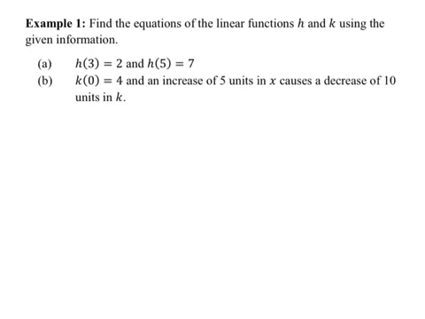First, we want to find equations of linear functions h and k using the given information. So in part A, we're told that h of 3 is equal to 2 and h of 5 is equal to 7. Well, here's what this means to me. If I put an input of 3 into the function, the output is a result of 2. That's what this first part means right here.